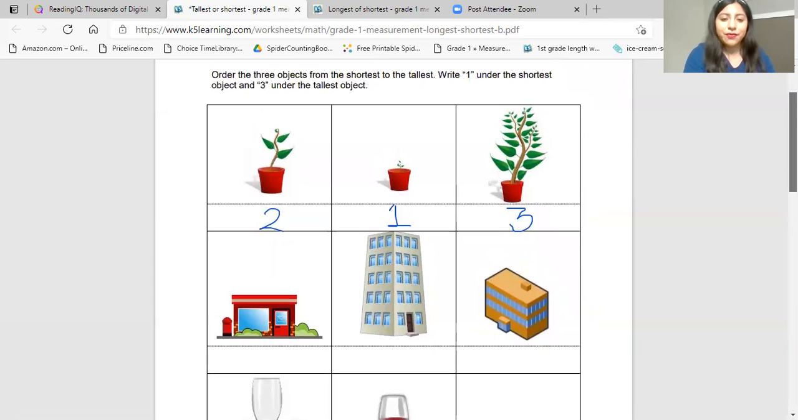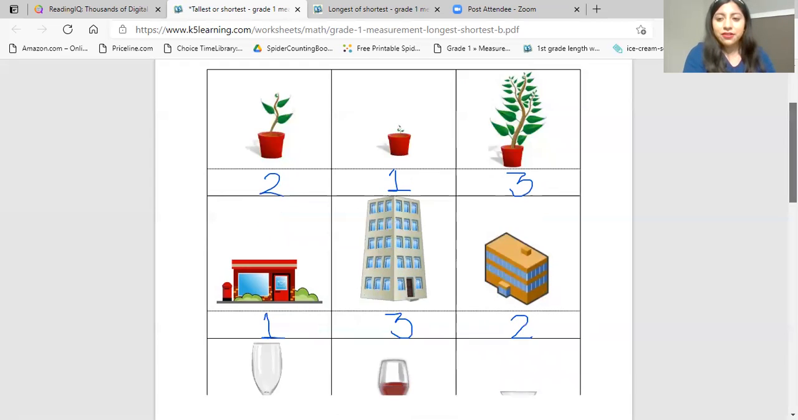And then what about the buildings? So we're doing shortest to tallest. I know by using my eyes, I can go like this. Oh, it gets you right here, the first one. So this one's going to be the shortest. And I can tell from these two that this one's next. So I'm going to write number 2. Using my eyes, I can see this one's the tallest building. So I'm going to write a number 3 under here.